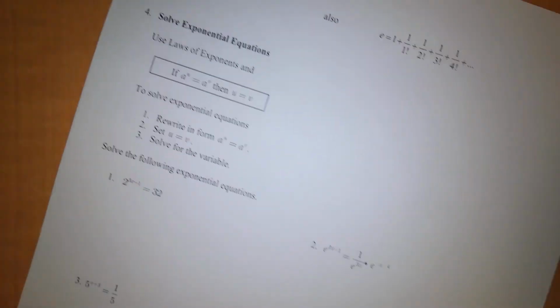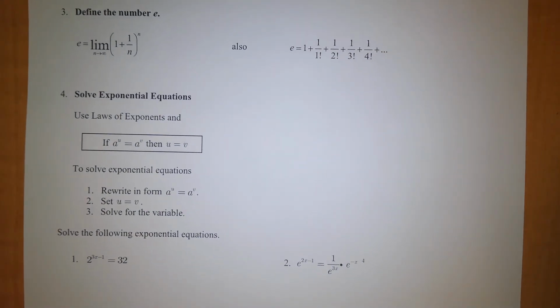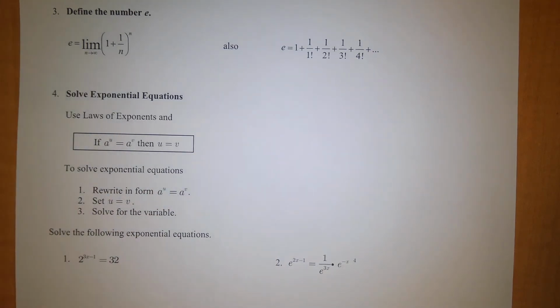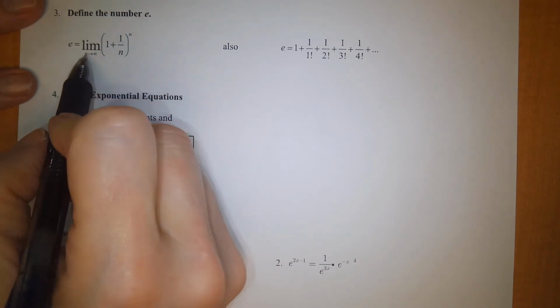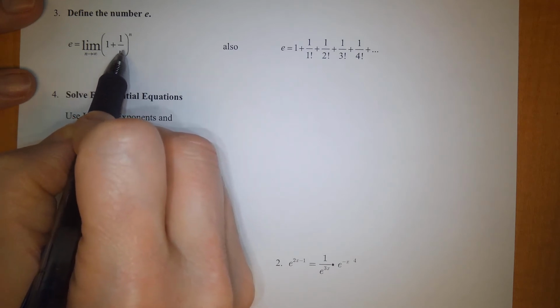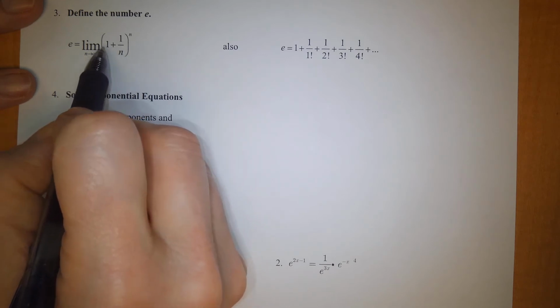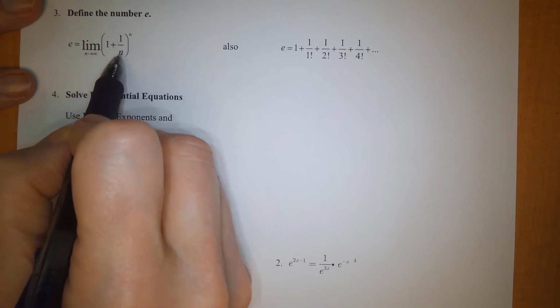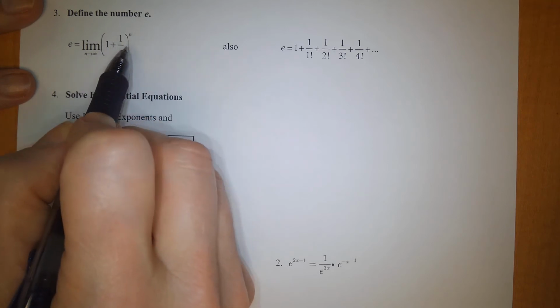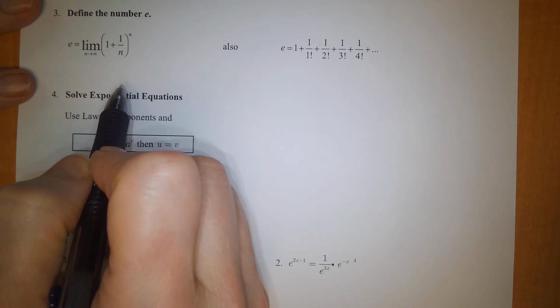Last page. Now we're going to define the number e. By definition, the number e is equivalent to the limit as n becomes greater and greater, as n moves towards infinity. As this n, this denominator, gets bigger and bigger, 1 plus 1 over that number, raised to the power of that number, gets closer and closer to e.